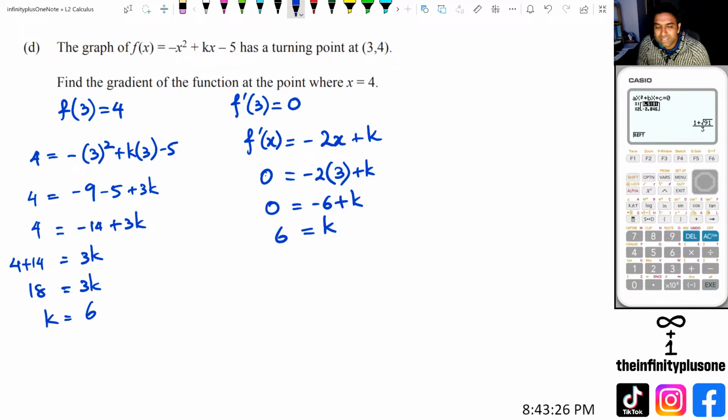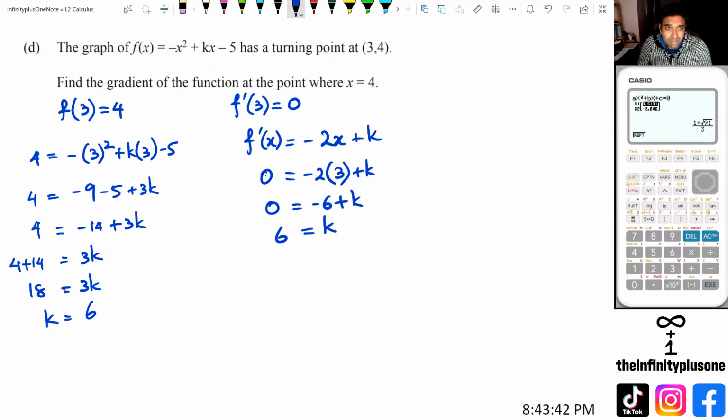So as you can see, there are two ways in which you can do this. You could have done it with f of 3, or you could have done it as f dash of 3. Either way, you're going to get the same value for k.